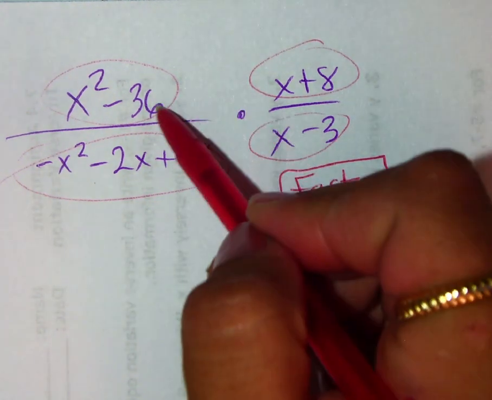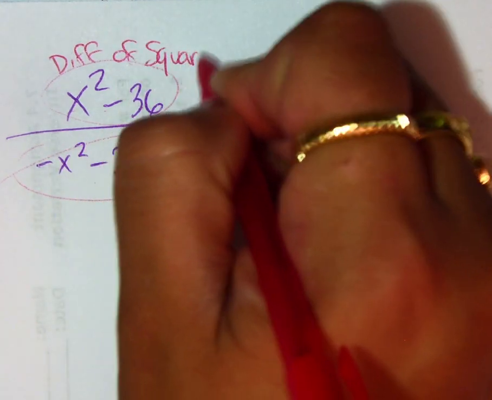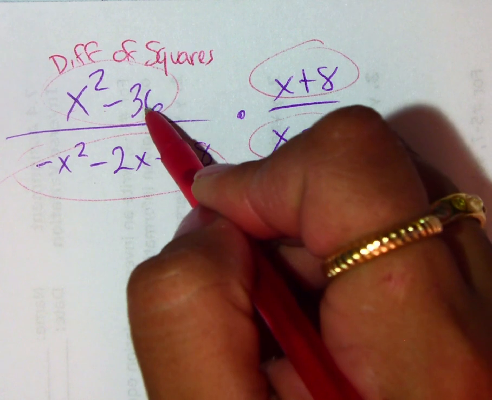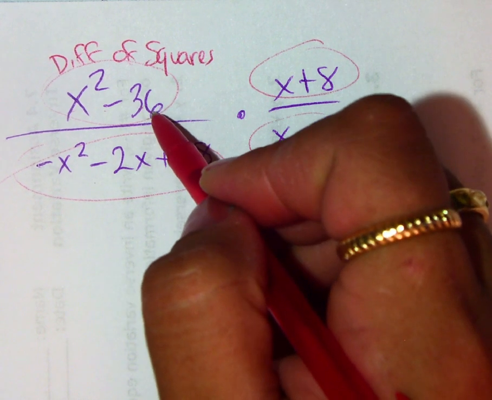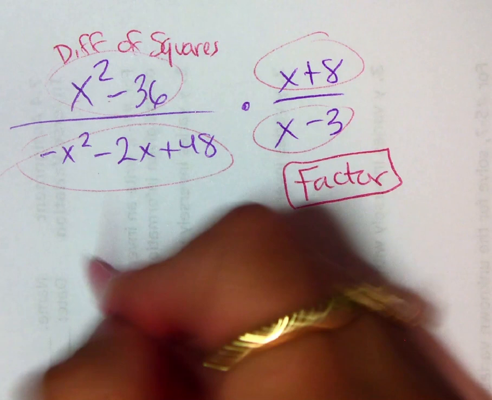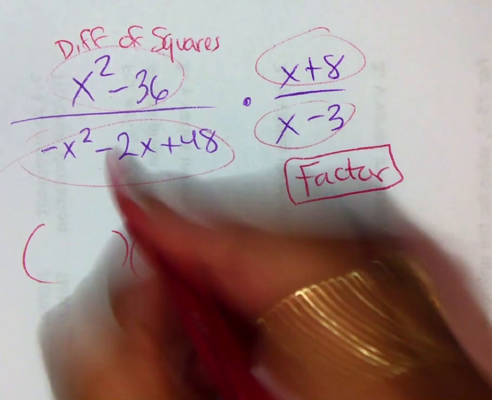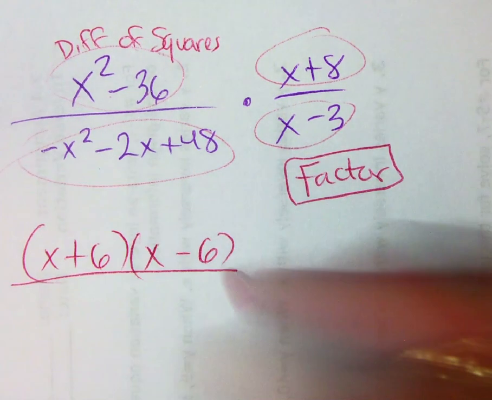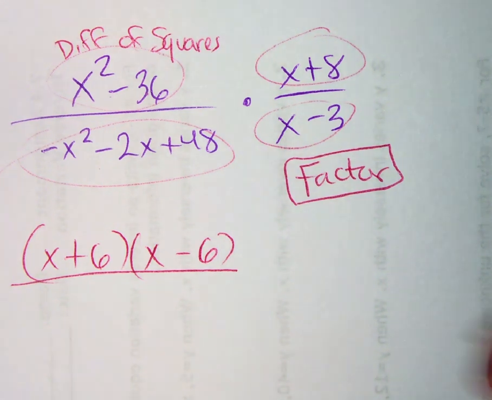So this numerator, x squared minus 36, it's a difference of squares. And you should recognize that because you have something squared minus something squared. 6 times 6 is 36, so 6 squared. If that is true, now you can quickly write two binomials as x plus 6 and x minus 6. So that's your new numerator.